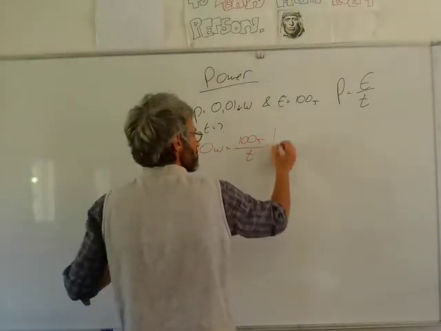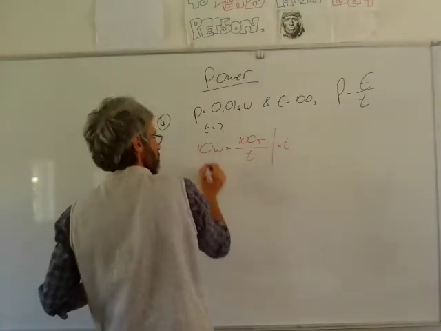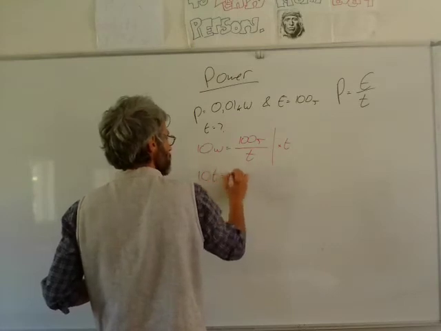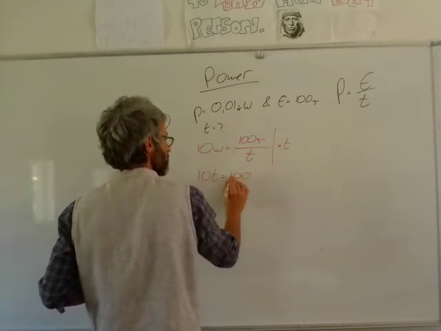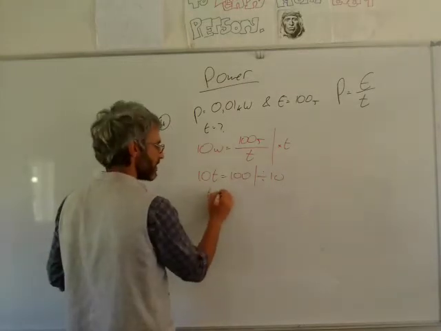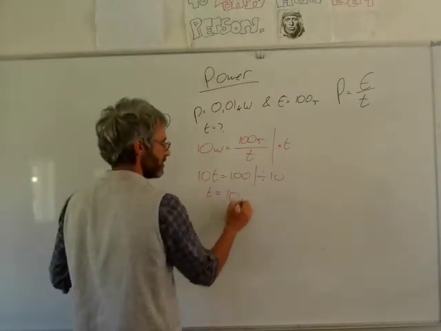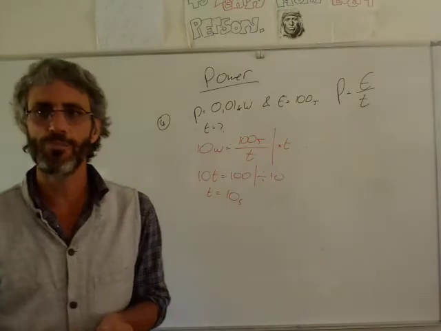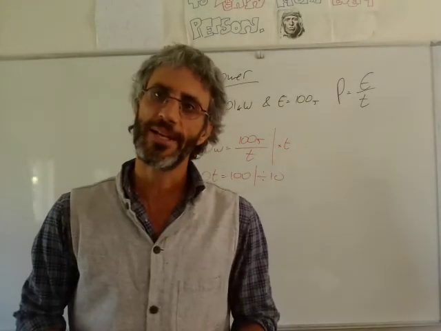How would I rearrange it? I times by T to move it over here. So I'll write 10T equals 100. And then divide by 10 to get rid of that 10. I'll get 10 seconds. So the answer was that this bulb was left on for 10 seconds.